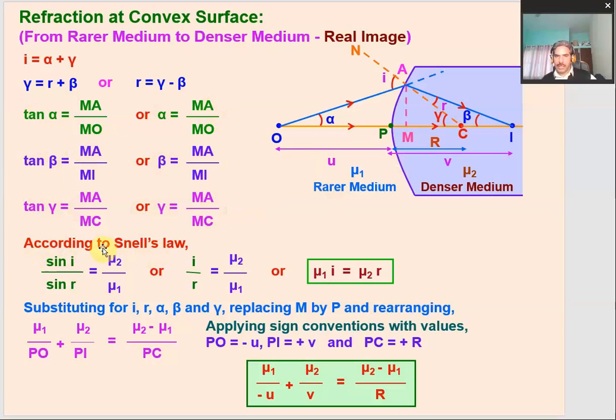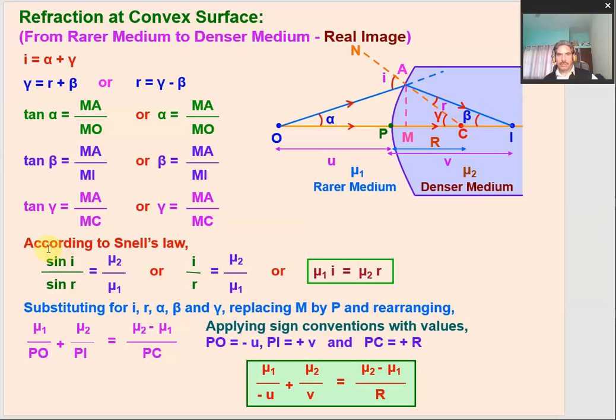According to Snell's law, the relative refractive index of medium 2 with respect to 1 will always be equal to sine of angle of incidence to the sine of angle of refraction. So it is sine i upon sine r. This is the angle of incidence here, this is the angle of refraction, which will be equal to mu 2 upon mu 1, where mu 2 is the refractive index of this medium of this refracting surface, and mu 1 is the refractive index of this medium, which is air here, for example. So it is mu 2 upon mu 1.